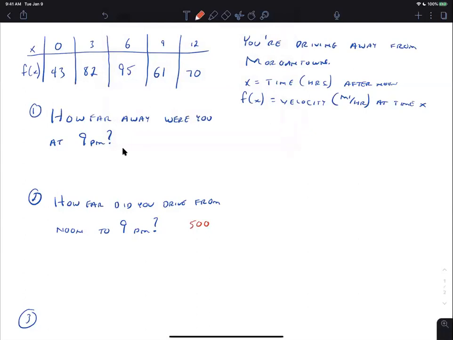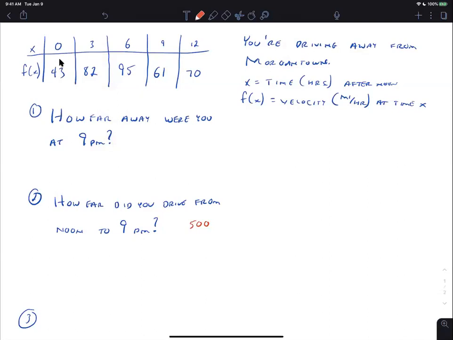Does that make sense? There's nothing here that says at noon you started in Morgantown. You may have started at 10 a.m. or something. We don't know. And actually at noon you were driving 43 miles an hour already, so probably you didn't start right at noon. Does everybody get what I'm saying?